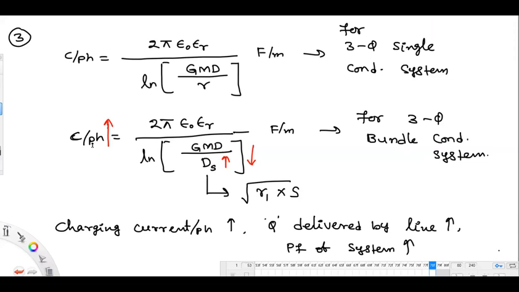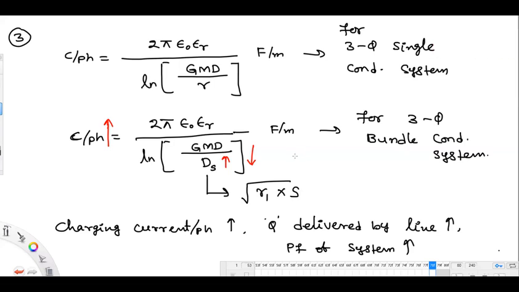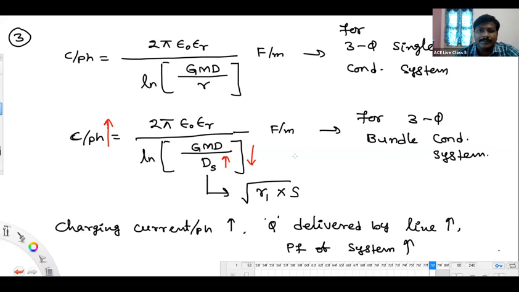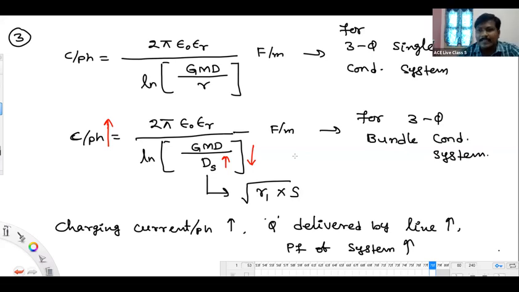Sir, is bundle conductor used only for 220 kV and above lines? Above 220 kV, yes. Not for 132 kV, and not for 220 kV. Above 220 kV means 400 kV and 765 kV only, where it is economic. We are using it from 400 kV. For 220 kV we don't use it because of its high cost in insulation.